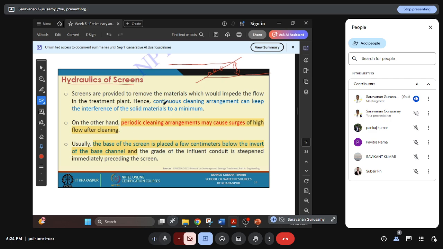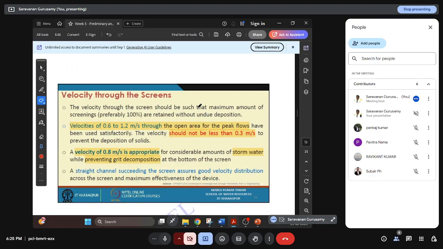In the other case, a continuous cleaning arrangement is required. Otherwise, a periodic cleaning arrangement may cause a surge in the flow of the water. The surge is the increase in the height of the inlet water. That's the head loss. So the base of the screen is always placed a few centimeters below the invert of the base channel. That you have to take care of. An increase in some depth at the inlet is required so that it will handle the head loss.